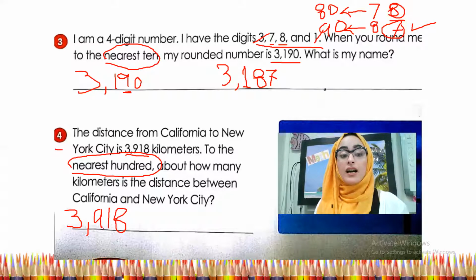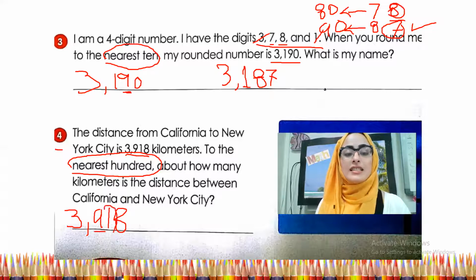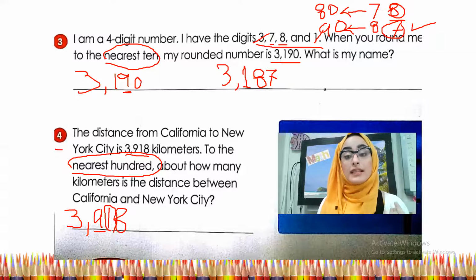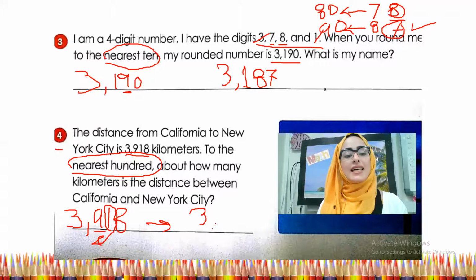Very nice. Round it to the nearest hundred. Find your hundreds. Excellent. Round your tens. 0, 1, 2, 3, 4, round it down. 1 is weak, so I will go down, and I will be in the same hundred. So my rounding is 3,900. Okay, and the unit is kilometer. KM.